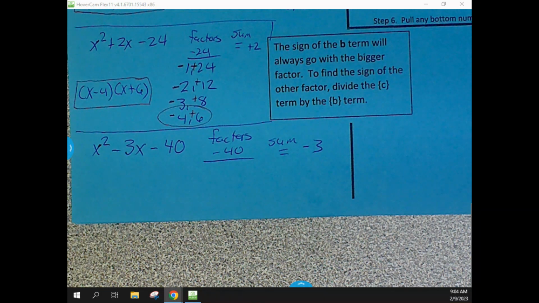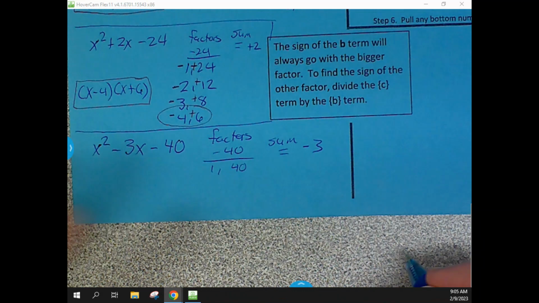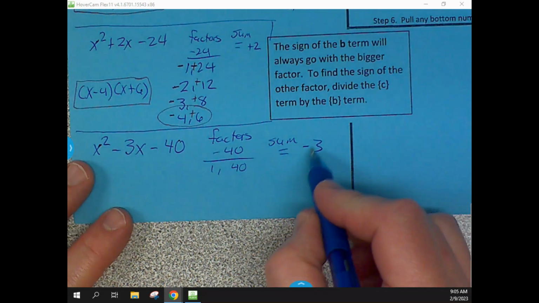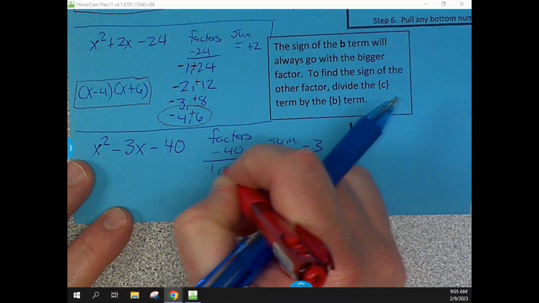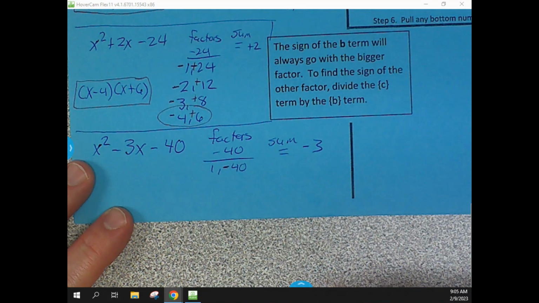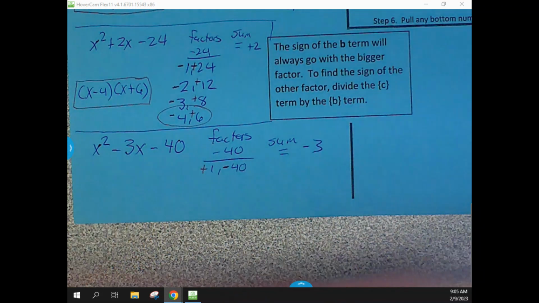I always tell people to use the 1 in the number just to get the signs correct, because usually it's a lot easier from there. So if we go 1 and 40, before you do anything else, get the signs correct. If you can get the signs correct, everything else is usually pretty easy after that. The B term is negative 3, which means the negative always goes with the bigger number, so that's going to put a negative there. And what happens when you divide a negative by a negative? That makes the other number a positive.